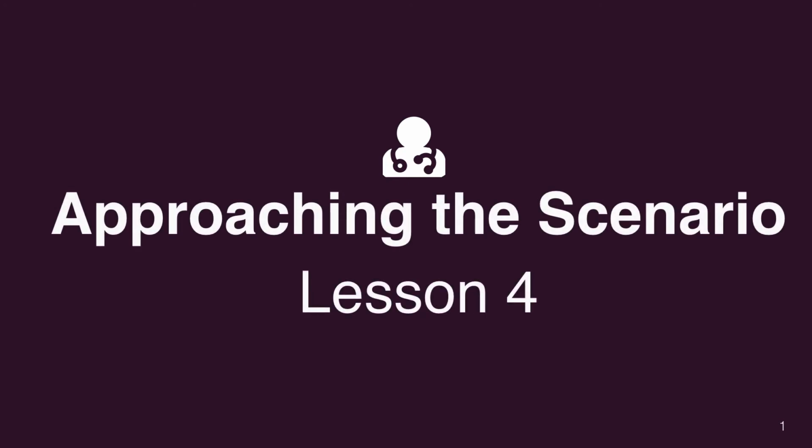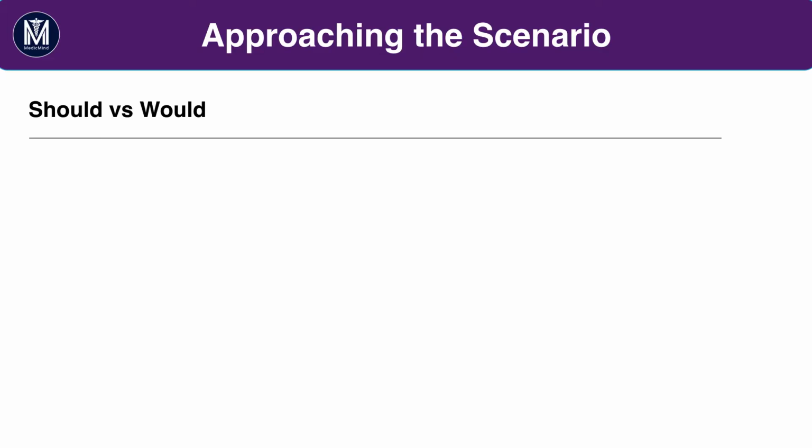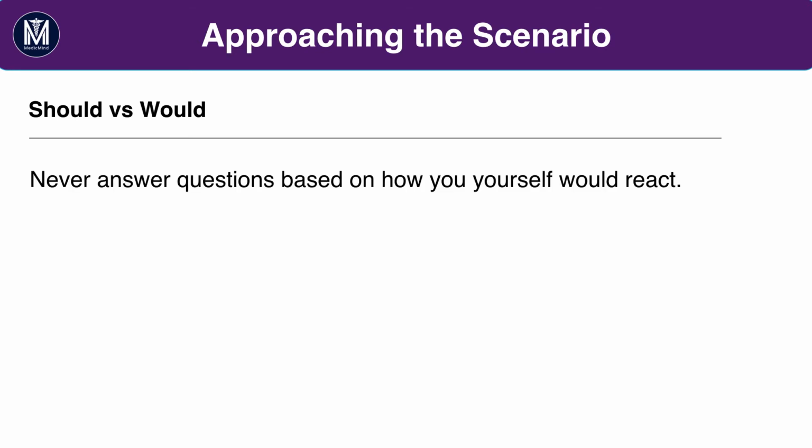Here we will talk through the step-by-step process you need to take when answering questions in situational judgment. First off, let's start off by talking about should versus would. When you're answering UKCAT questions, never answer them based on how you yourself would react. This isn't a personality test or something that's trying to deduce how you'd instinctively react. Always try and use your intuition to decide the most appropriate action in a professional setting.